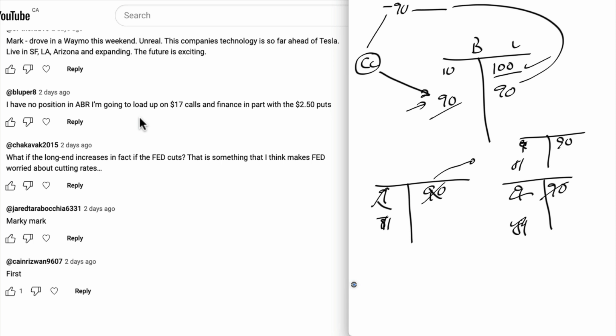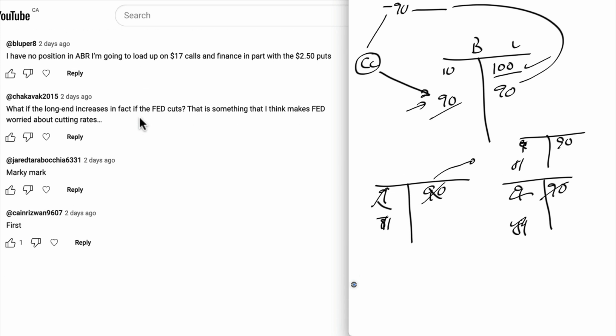I'm going to load up on the 17 calls and finance in part with 250 puts. What if the long end increases, in fact, if the Fed cuts? It's in the realm of possibility. Just for probability, that's not the probability that I would be playing.